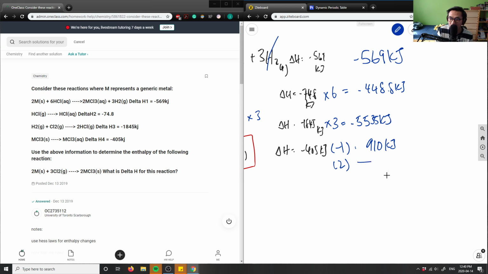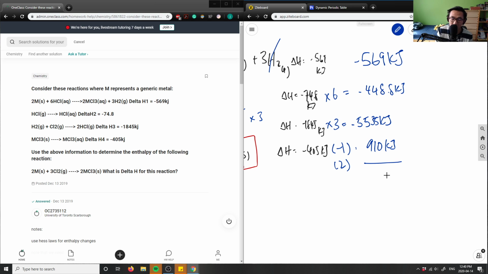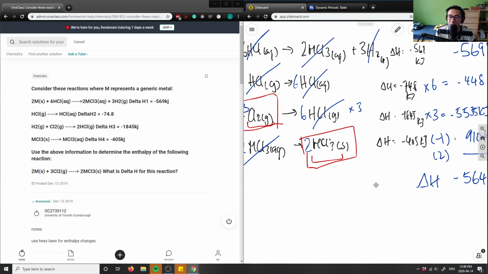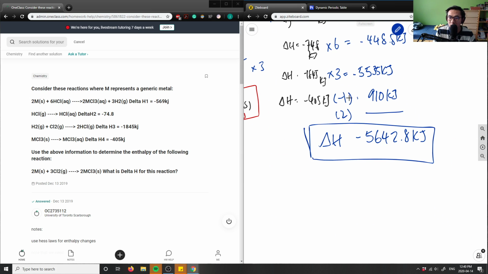So I can add all of these enthalpies up to get the enthalpy of my reaction for the first one. So let's add this up. It's negative 569 plus negative 448.8 plus negative 5,535 plus this positive 910, which would finally give me an enthalpy of reaction of negative 5,642.8 kilojoules. So this will be my delta H for the main reaction, which was this one over here. So this here was our answer. So let's look at our solution.